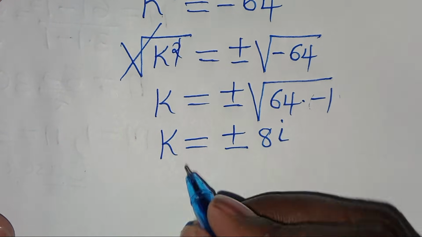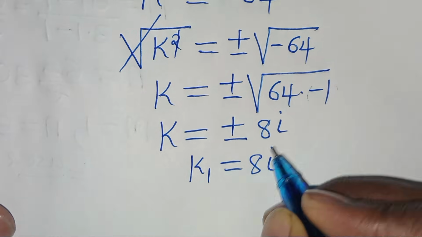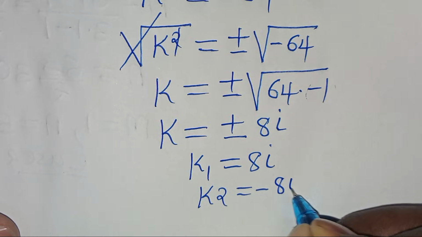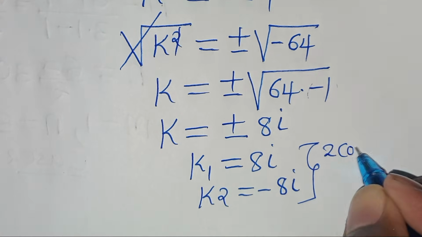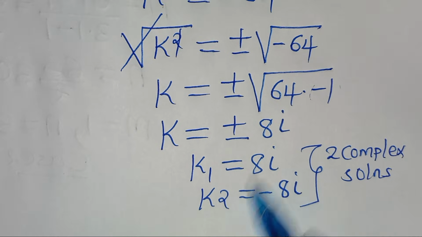So we have k1, this is equal to 8i, and we have k2, this is equal to -8i. Now, let's check if these two solutions here, these are two complex solutions. Let's check if these solutions here satisfy the equation.